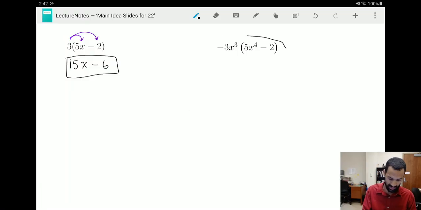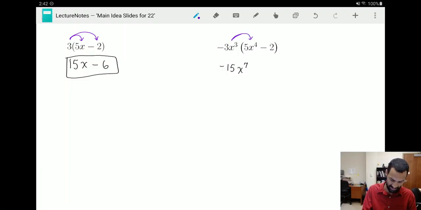This is a more complicated version of the same problem. Let's multiply that out. So negative 3x to the 3rd power times 5x to the 4th power. Let's keep in mind, when we're multiplying these types of terms together, we do the negative 3 times 5. That's negative 15. And then we have x to the, add them together, 3 plus 4 is 7. So this is negative 15x to the 7th power.